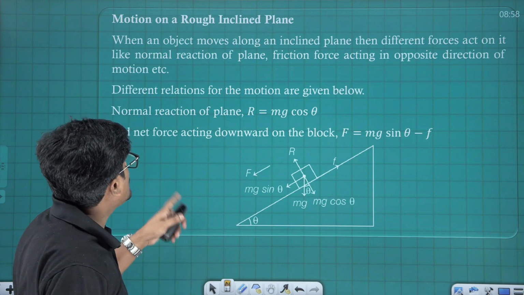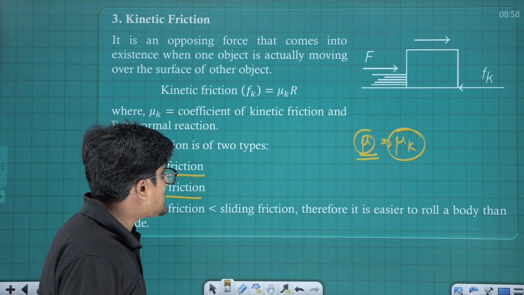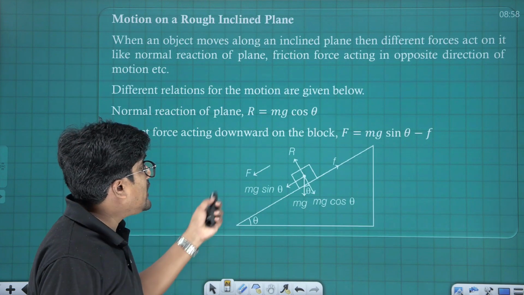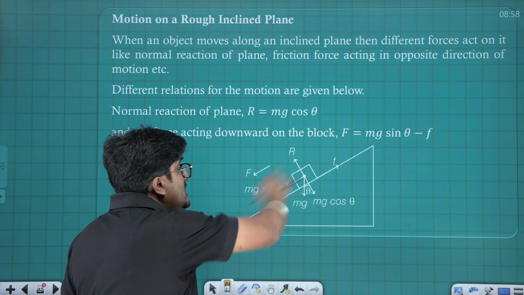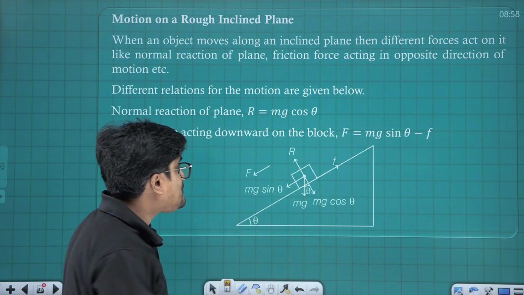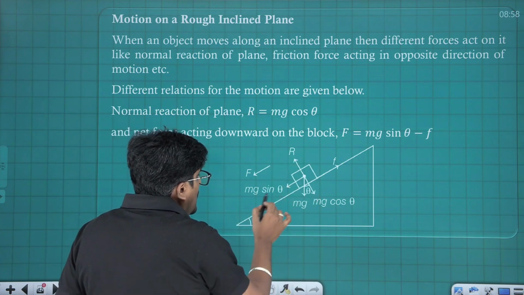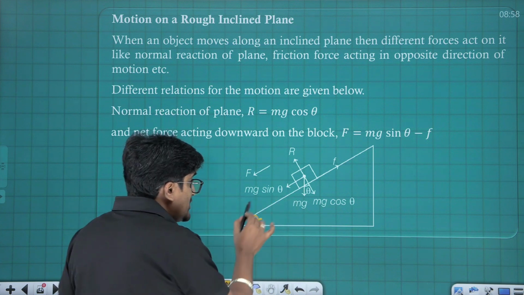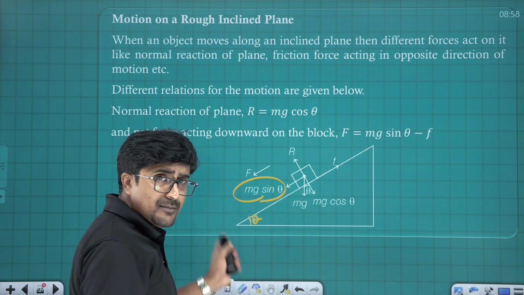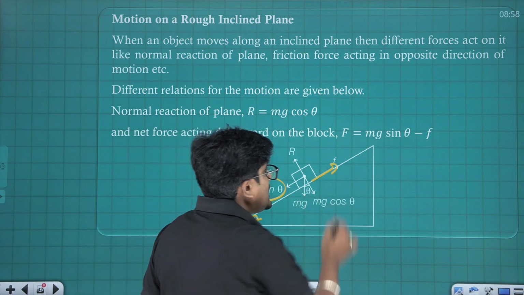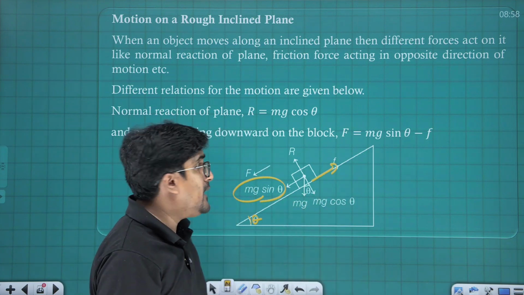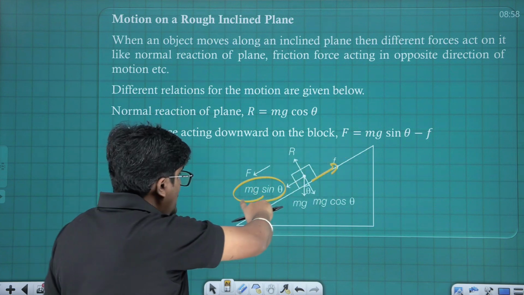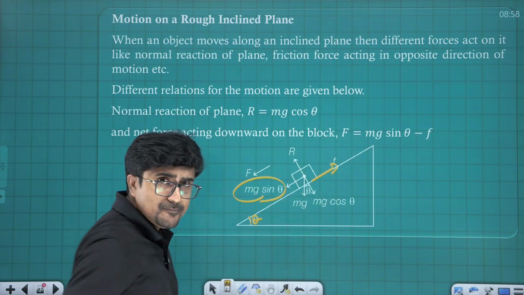And the next one is motion on a rough inclined plane. In the earlier case, the body was not moving. Then it started moving along a horizontal surface. Now I am having the body which is sliding along an inclined plane. If I consider the inclination as theta, the downward force acting is mg sin theta, and the upward force, that is the frictional force, is mu into mg cos theta. At equilibrium, they are going to be the same. I mean mg sin theta is going to be equal to f at equilibrium.